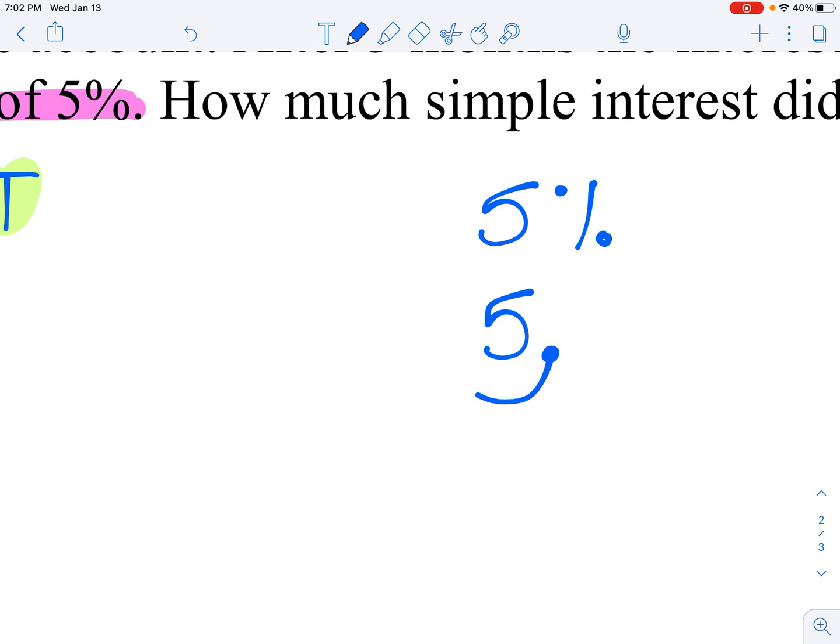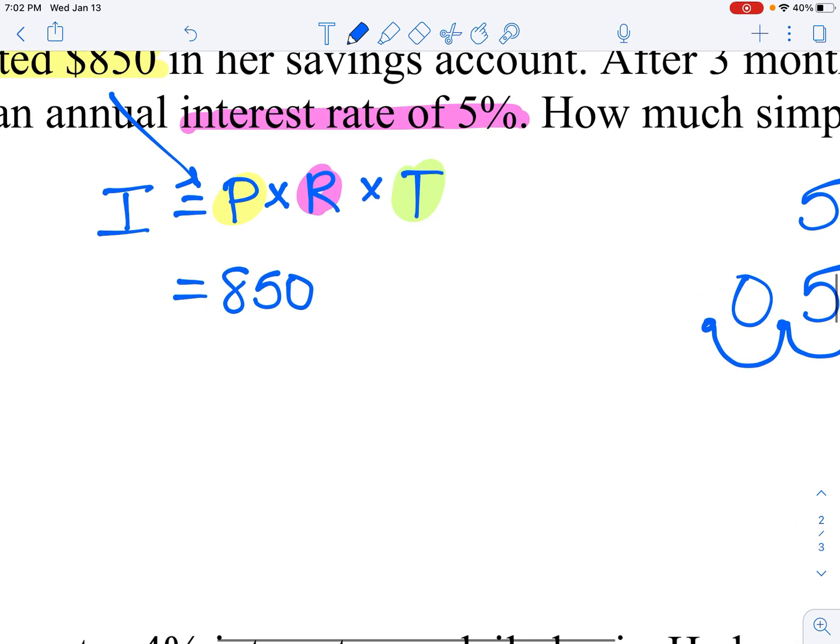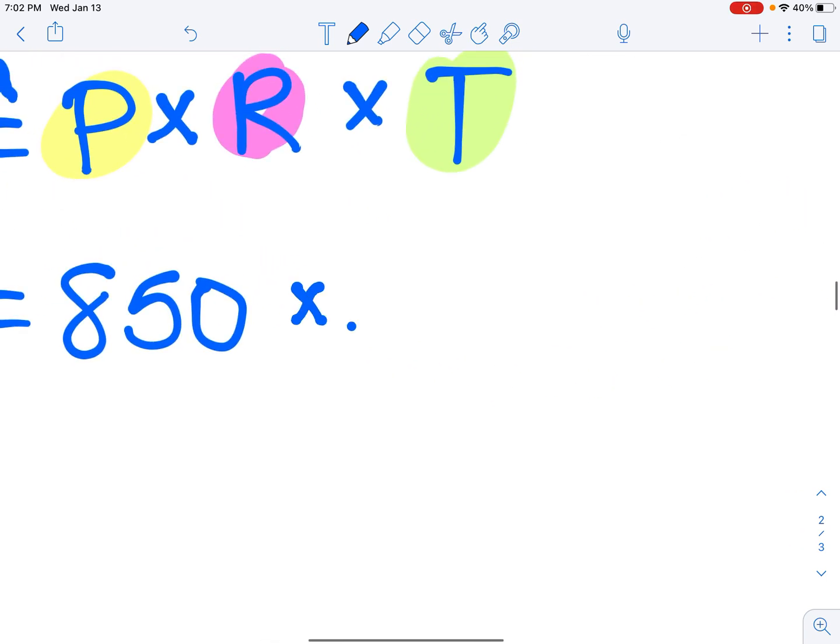We're going to move it once. Here's once. We got to move it again. But now I have this empty spot, so we got to fill that in with a 0. All right, so there we go. 5% just turned into 0.05. So that is our R. So I'm going to put R as 0.05. Okay, and now we need to go to our T.